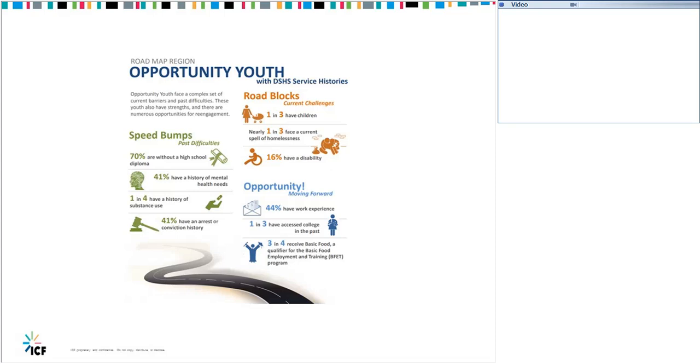And we have folks who need lots of support. But we also have folks who are abundantly gifted and abundantly opportunistic and can do incredible things with the right support. So we know that opportunity youth, talking about narratives for a second, right?